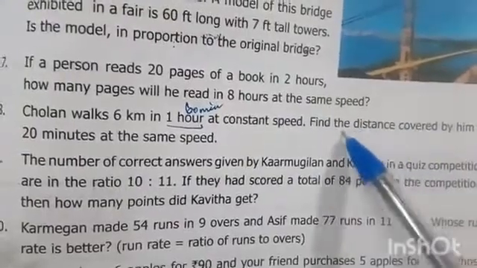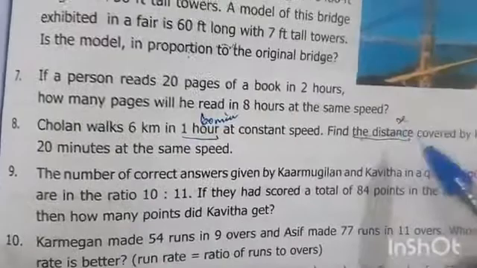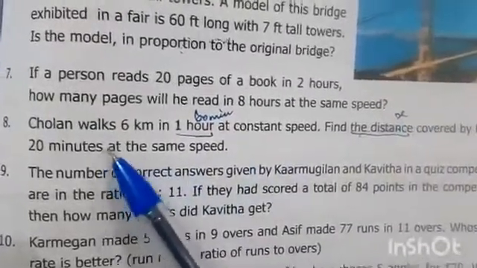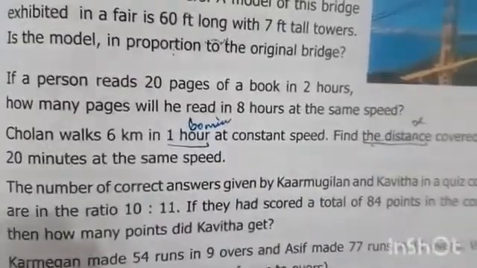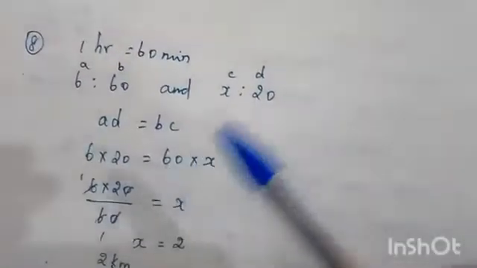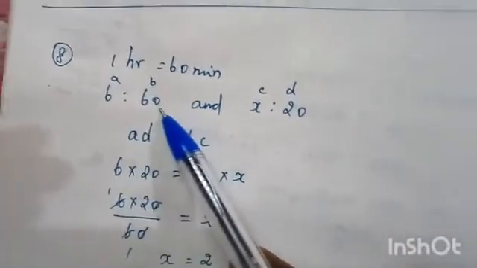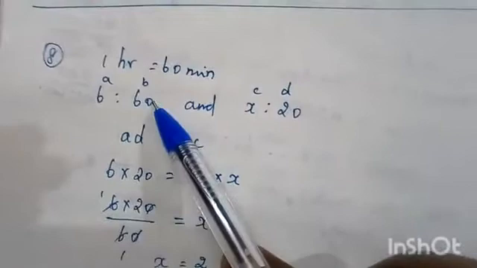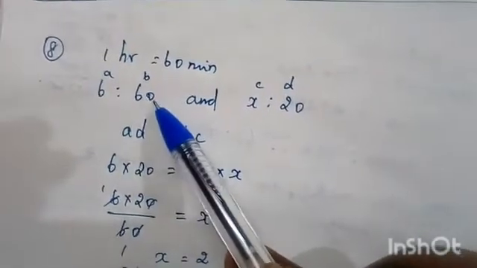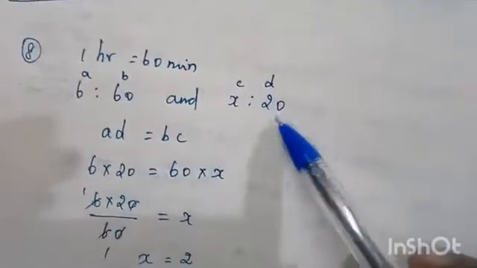We consider that unknown distance as x. So x is to 20. We have to use the proportionality formula. First, write 1 hour equal to 60 minutes. The first ratio is 6 is to 60: 6 kilometers covered in 1 hour, and 1 hour means 60 minutes. And how much distance is covered in 20 minutes?